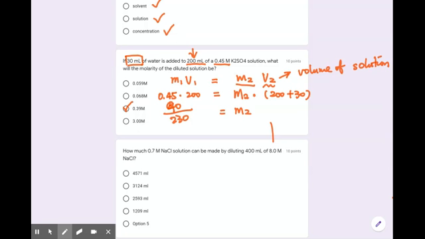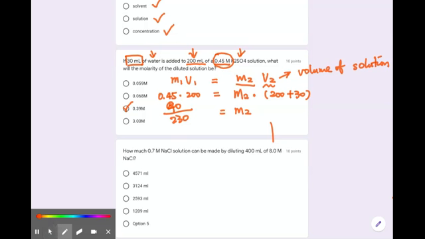And you can self-check. If you're adding more solvent, like in this case, you're making less concentration. The answer must be less than 0.45, right? And then it depends how much you added. You can use elimination. If you're adding more solute, instead of adding water, you're adding more potassium sulfate, the concentration of the new solution will definitely be higher, right?